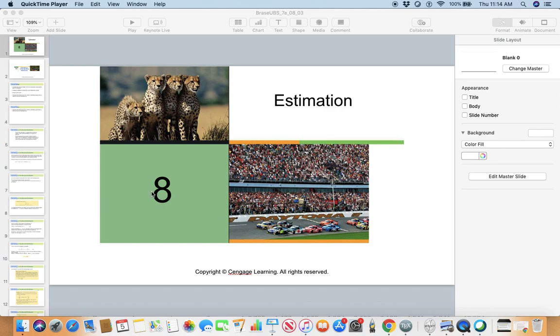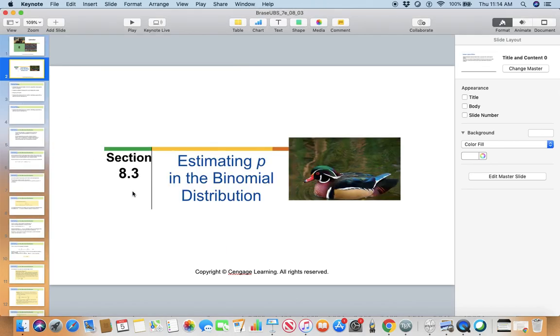Come back, Chapter 8, Section 8.3. Estimating P in the binomial distribution.